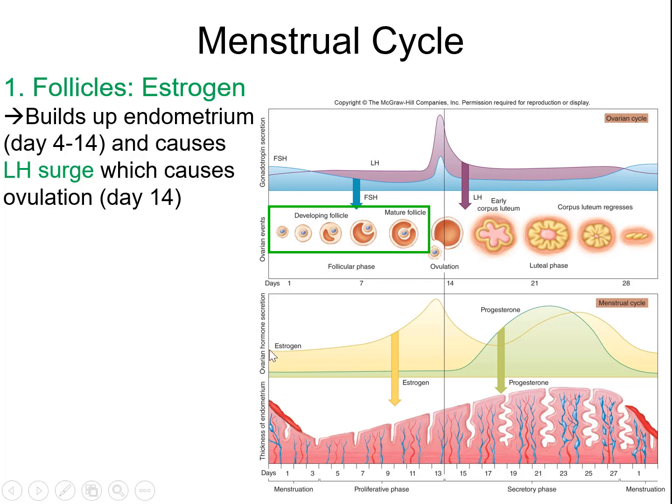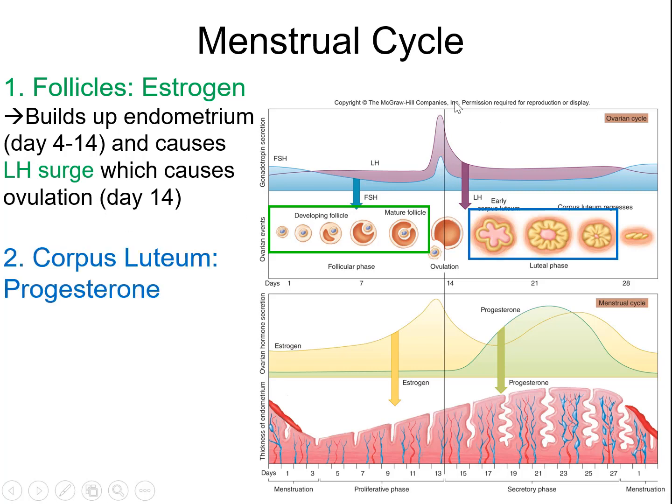So if you look here, you can see estrogen in yellow, and it starts building up in the follicular phase from day 1 to 14. Down here, you see the endometrium, which is blood, also building up because the estrogen causes the endometrium to build up. And at the same time, the estrogen causes this LH surge right here, which we know causes ovulation at day 14. So again, all of this is happening in the first 14 days or the first half of the female cycle.